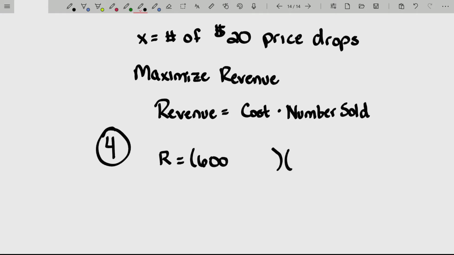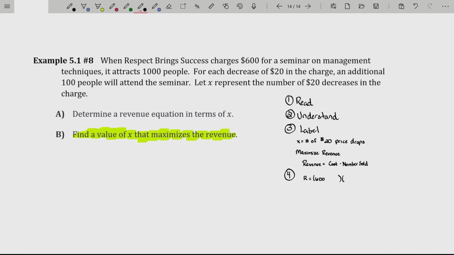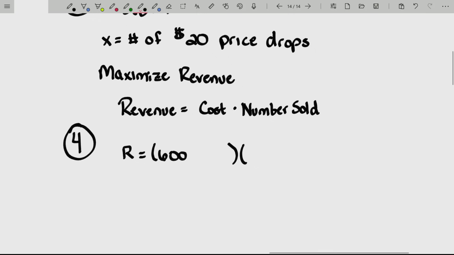I'm going to leave some space there. And the number of tickets that we normally sell, well, that's 1,000. So I'll go ahead and say we normally sell 1,000 tickets. That's actually quite a bit, right? 600 times 1,000, that's 600,000, right? So that's really good. I'm pretty happy with that. But what if we can make more money? Well, let's see. What I'm going to do is adjust this based upon the number of price decreases. So X is the number of price drops.